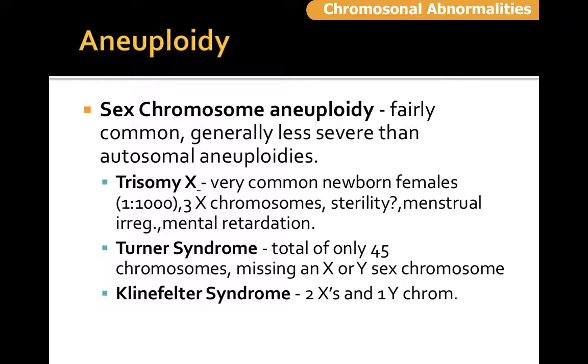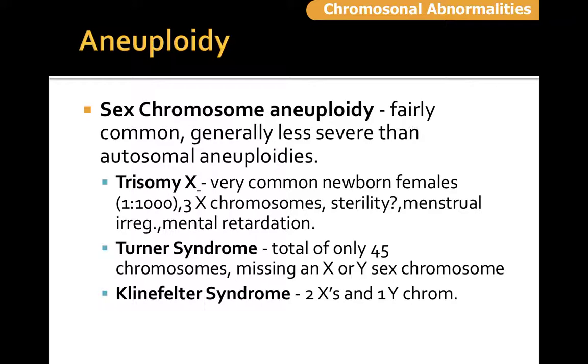In sex chromosome aneuploidy, there are 3 examples that are fairly common and generally less severe than autosomal aneuploidies. In trisomy X, instead of 2 X chromosomes, the females have 3 X chromosomes in each cell. Most of these females have no overt physical abnormality. However, they sometimes have issues with sterility, menstrual irregularity, or mental retardation.